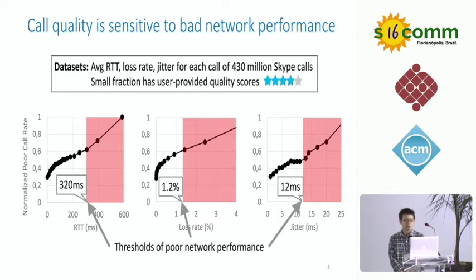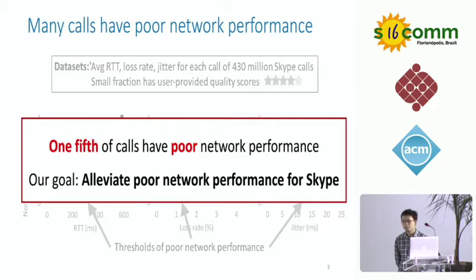And also, we use thresholds of 1.2% loss rate and 12 millisecond jitter to characterize good and bad network performance. So in short, what we see here is Skype call quality is very sensitive to poor network performance. Now, you may ask, how many calls have bad network performance anyway, right? Well, a lot. In our data set, among the calls that take direct BGP routing paths, we see that 12% of them have over 320 millisecond RTT, 17% of them have over 1.2% loss rate, 17% of them over 12 millisecond jitter. Overall, what we see is one-fifth of the calls have poor network performance on at least one metric.